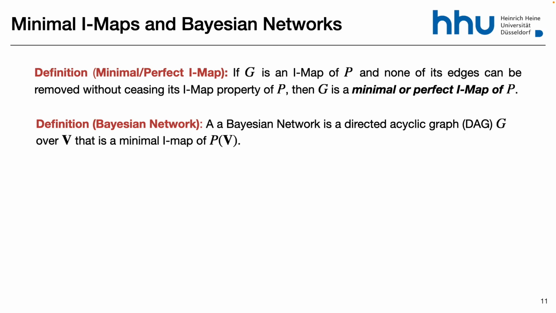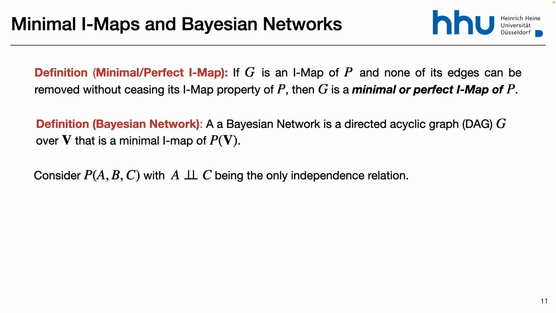Can you show a quick example of what isn't an IMAP? Right now. So suppose that I have this probability with just one independency being true: A is independent of C. Okay? Then I ask, is this a Bayesian network? First of all, is it an IMAP? It is, because it's complete and there's no independence implied here. So it's true. But A is independent of C.